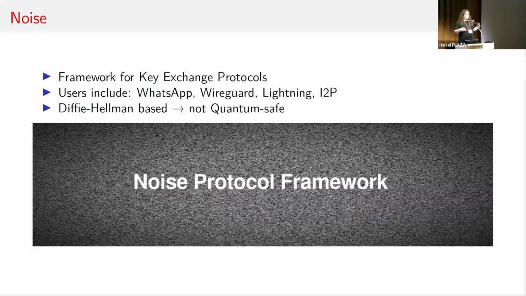Before I start, maybe a short background on noise first. Noise is essentially a framework for, among other things, key exchange protocols. It also includes the messaging phase, but the part we were focusing on was the key exchange, where noise allows you to stamp out key exchange protocols depending on your use case in many different ways. It has many well-known users. You may have heard of some of them, like WhatsApp or WireGuard, Lightning, I2P. In its original version, it's essentially Diffie-Hellman based. This, of course, has many advantages, but a big disadvantage is that it's inherently vulnerable to quantum computers.